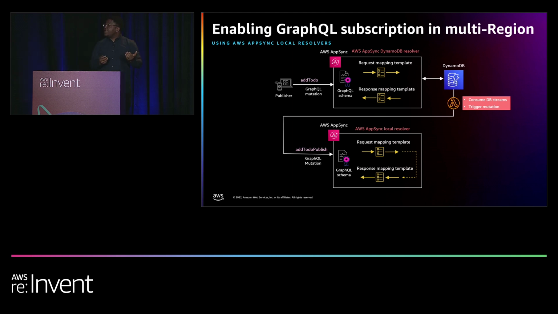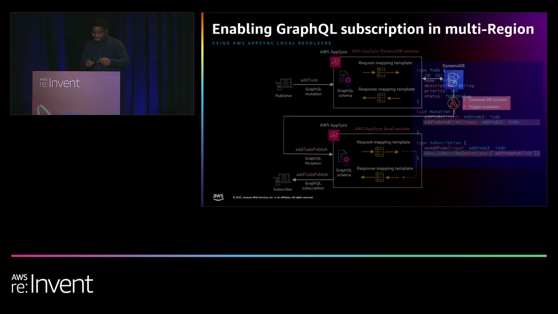And this will then trigger a local resolver. And this is the mutation your subscribers will be subscribed to, the add to do publish, not the add to do. So this is the mutation that will pass the subscription message, or the new to do that have been created, to the client, and we'll be utilizing the local resolvers to be able to do that.